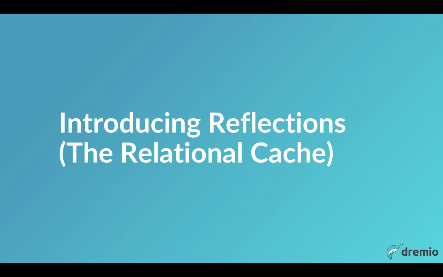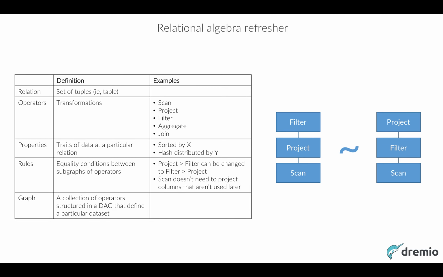And so let's talk a little bit more about that relational cache now, something that we call data reflections. And before we start, just a quick relational algebra refresher. So when we talk about relational algebra and working with data, there are a few concepts that you'll hear again and again. So the first one is relation, and a relation is basically a table, right? It's a set of rows. Each row has a fixed number of columns, and so that's what a relation is.